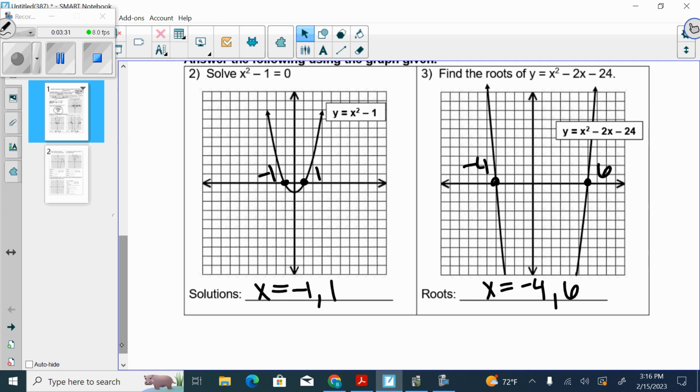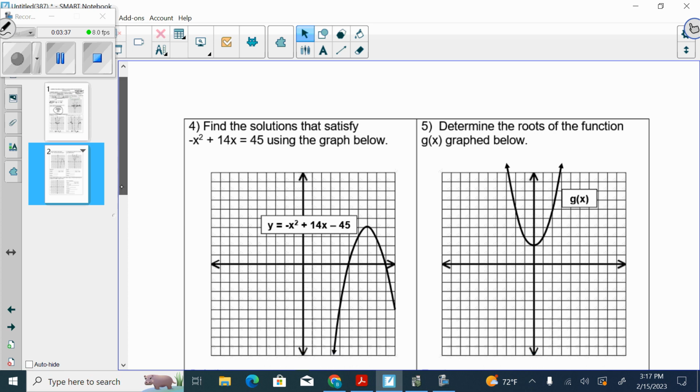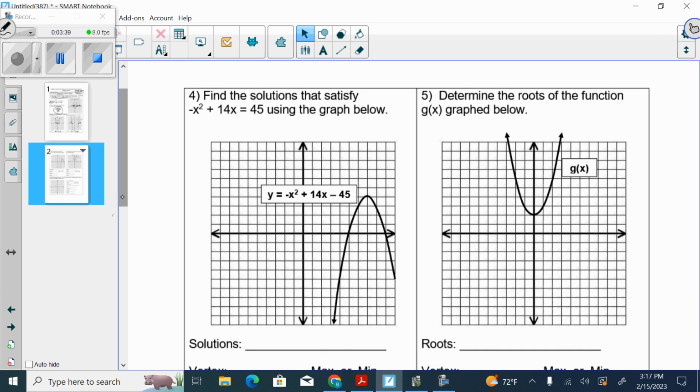Okay, flip it over onto the back. Number 4, find the solutions. Is solutions in our list over there on the front of words that mean the same thing? Yeah. So what are we looking for? Where it touches the x-axis. So where does this one touch the x-axis? +5, +9. So my solutions are x equals 5 and 9.